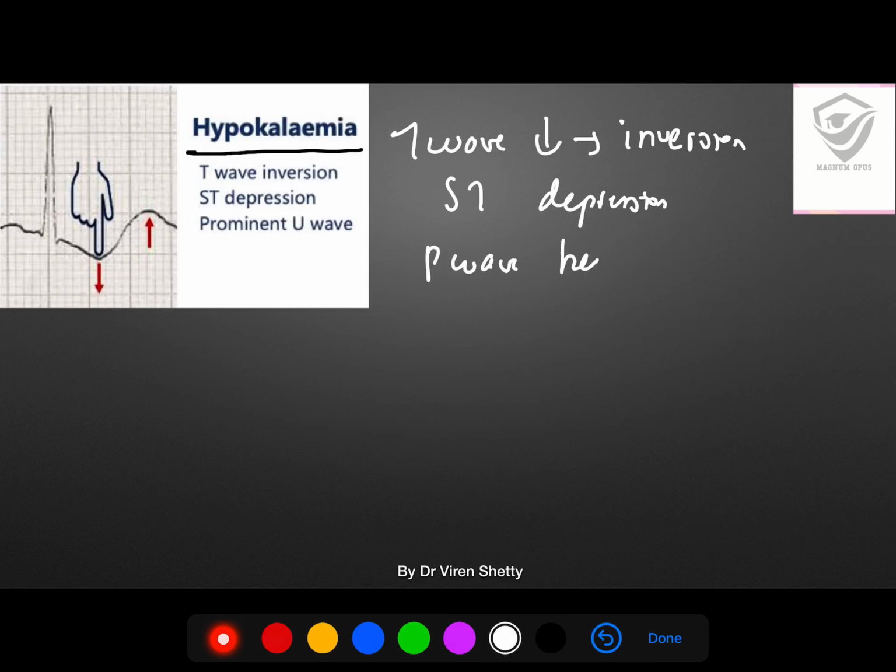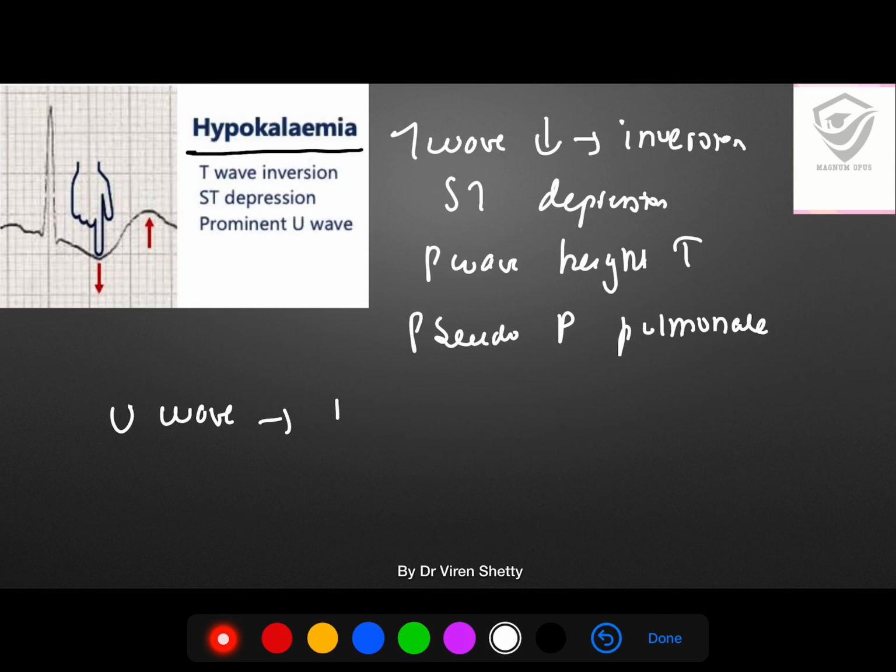P wave height is increasing, and as we discussed in the previous slide, this is called pseudo P pulmonale. So in the absence of pulmonary artery hypertension, you get a pseudo P pulmonale. And one thing I told you in the initial part, that we spoke about the U wave. The U wave is present normally, physiologically also, but in a hypokalemia patient you'll have a prominent U wave. So just remember this point for MCQ purposes.